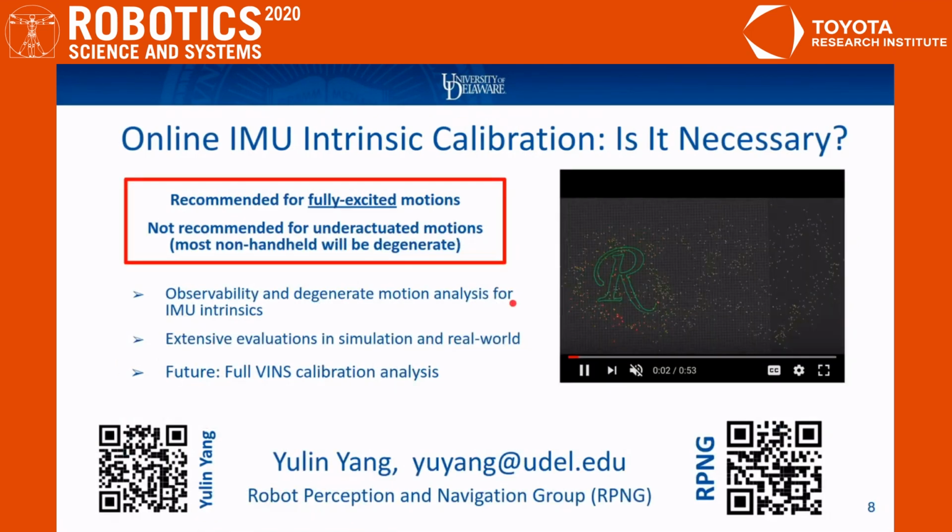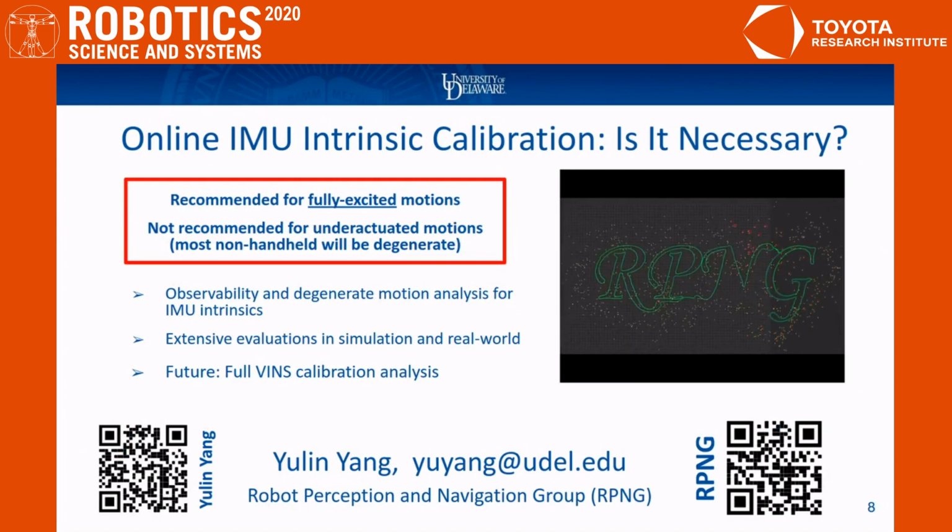Finally, we come back to the question we posed before. Is it necessary to perform online IMU intrinsic calibration? Our answer is, we recommend it for fully excited motions, but we do not recommend it for under-excited motions. Throughout the paper, we did observability and degenerate motion analysis for IMU intrinsic calibration with extensive evaluations. In the future, we will investigate full-wheel calibration analysis. Thanks.